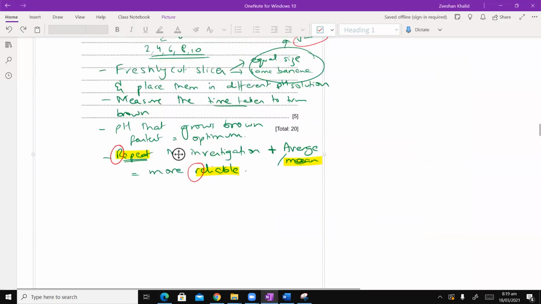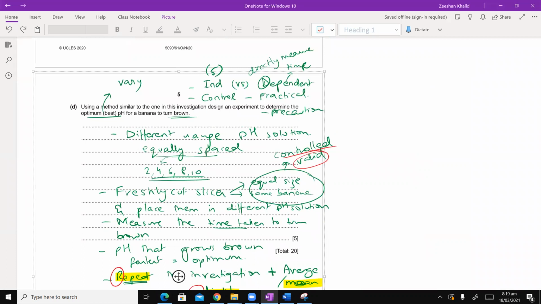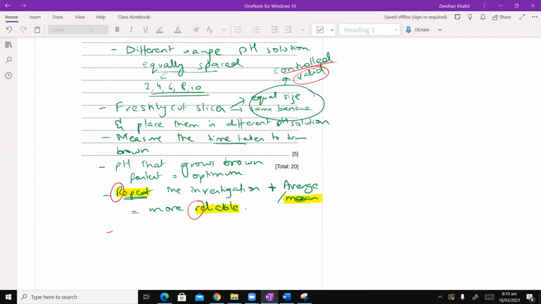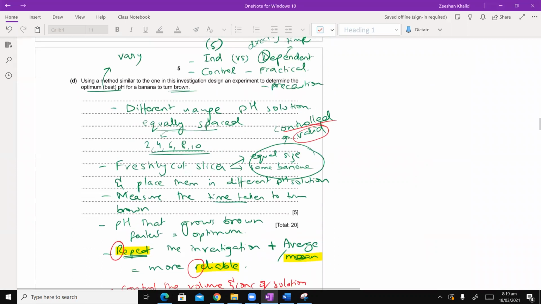There's one more control variable that we could add, and that is to control the volume and concentrations of solutions used. Okay, so, Alhamdulillah, this is investigation design.